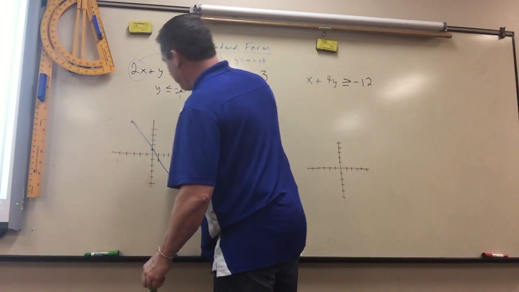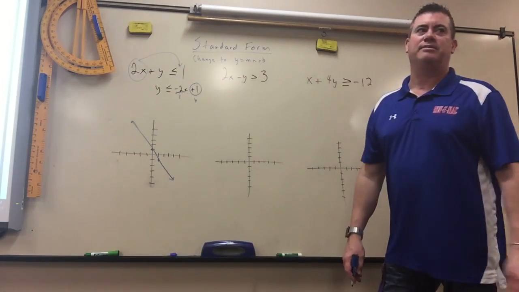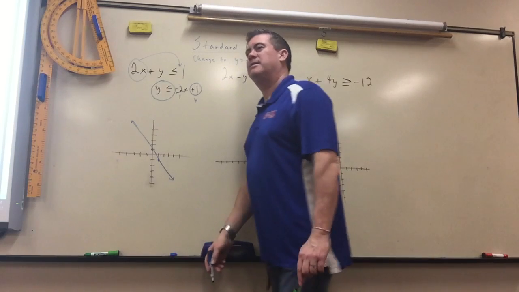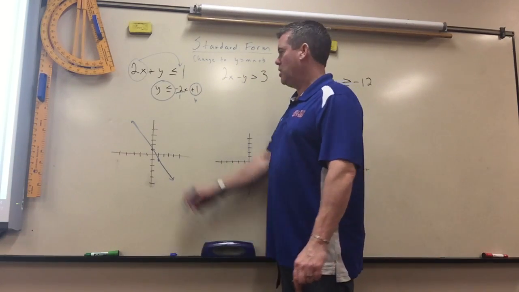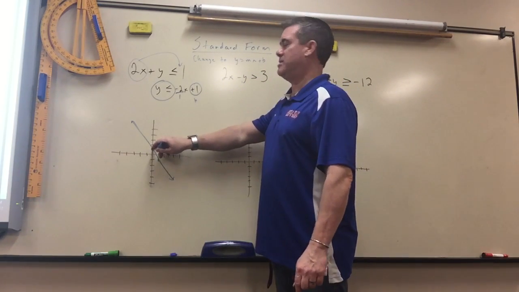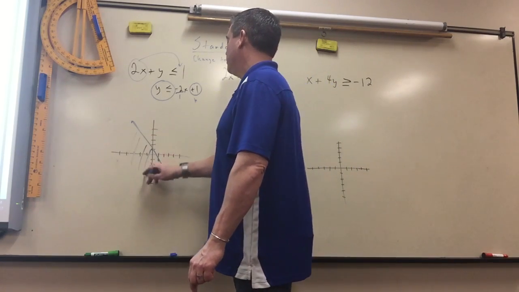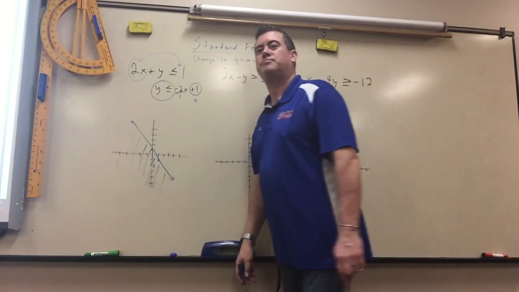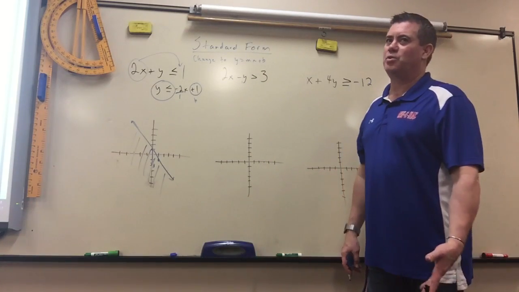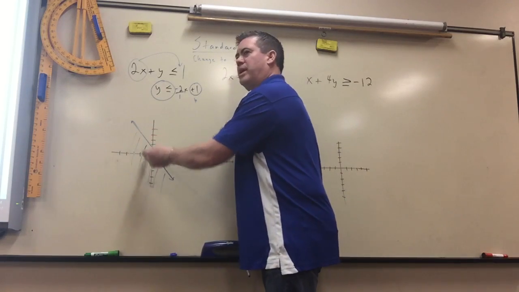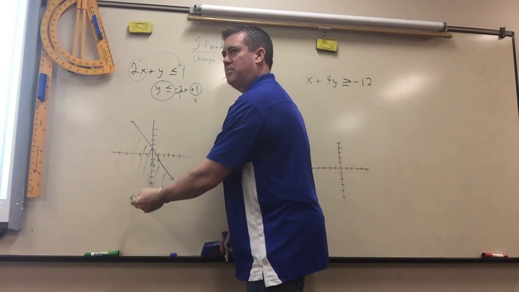And then the added thing is you have to shade one side or the other. So you always just look at the y is less than. You go to the y-axis, less than is below, which means we shade this side. If you're still not sure what to shade, if y is greater, you shade it above. If y is less, you shade below.